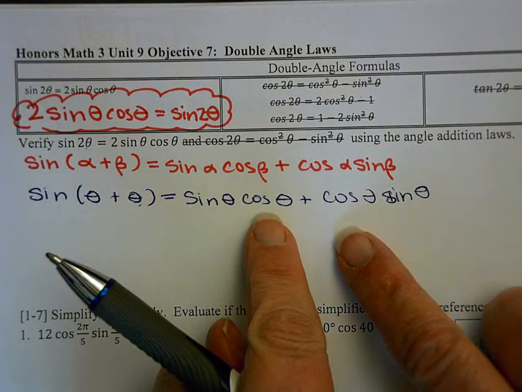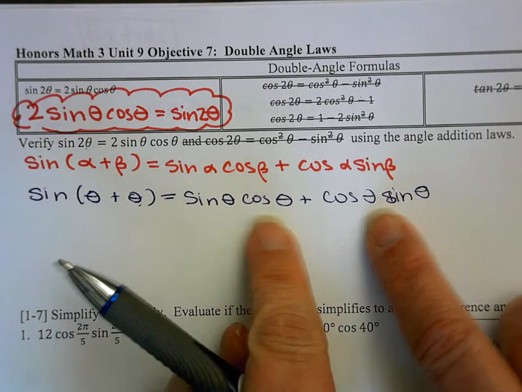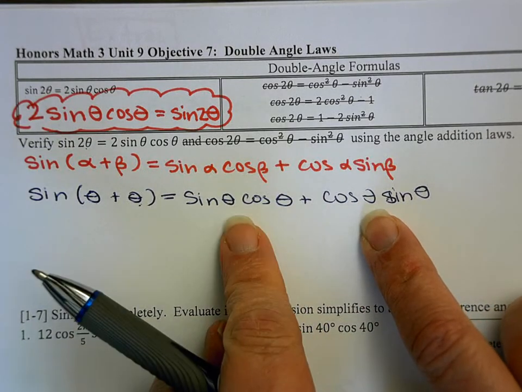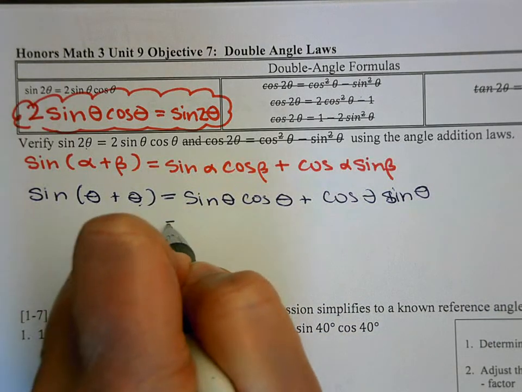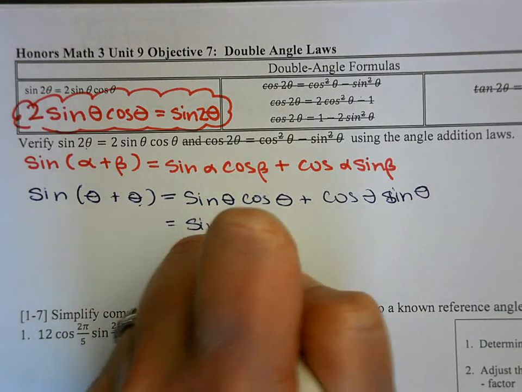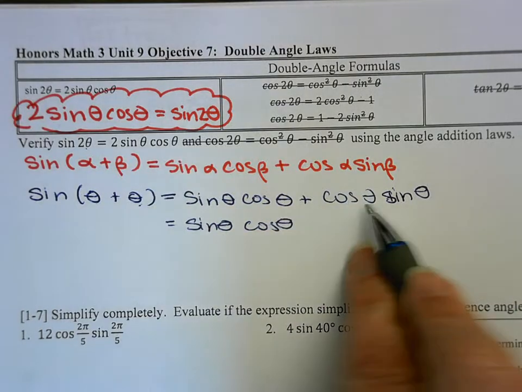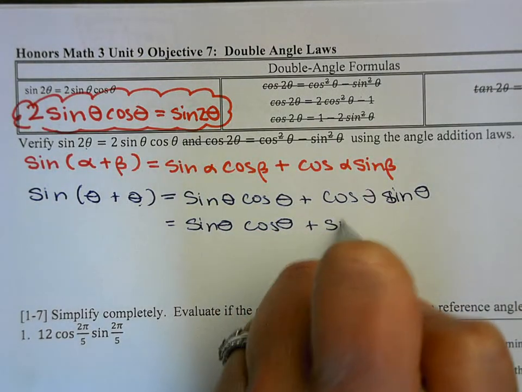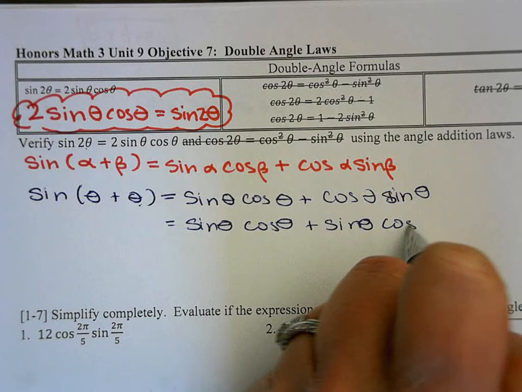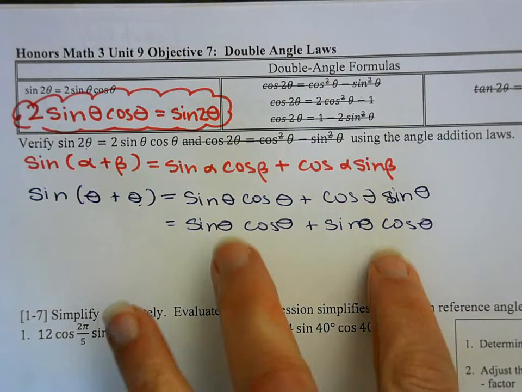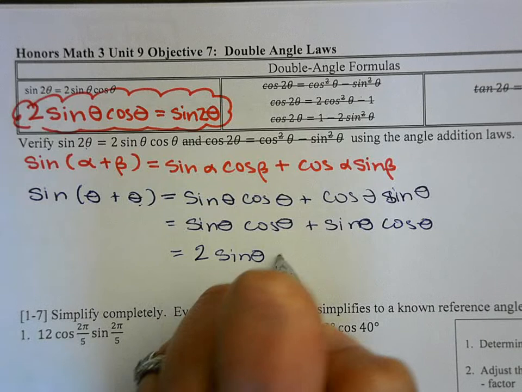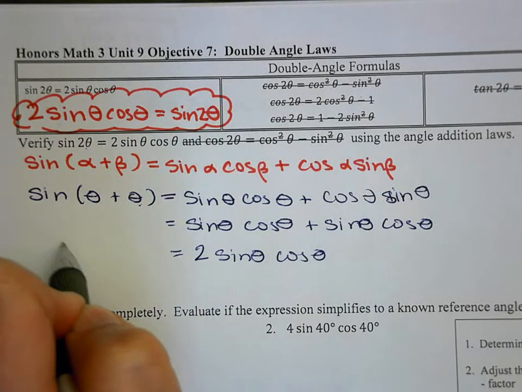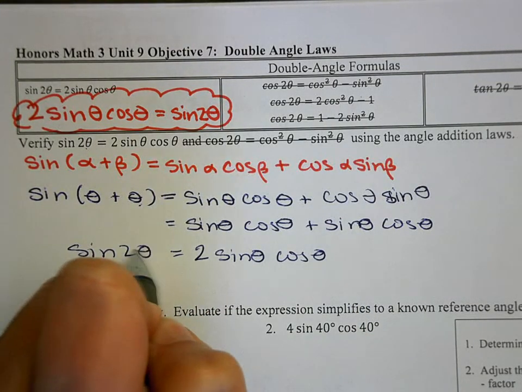Even though the cosine and sine are reversed in their position, because multiplication is commutative, these really are the same, right? So I really have sine theta, cosine theta, and then I can reverse that product to be sine theta, cosine theta. I have 2 things that I'm adding together, so that is the same as 2 sine theta, cosine theta. All I'm doing is verifying that identity.